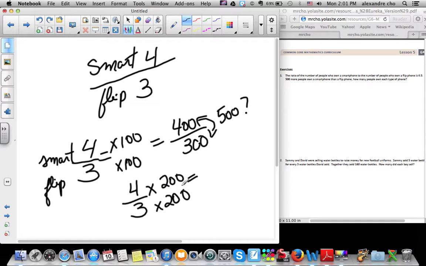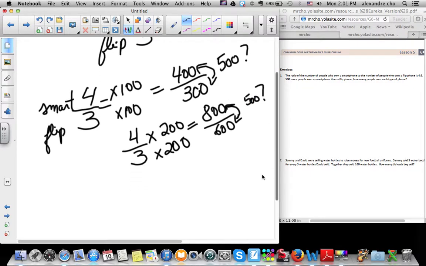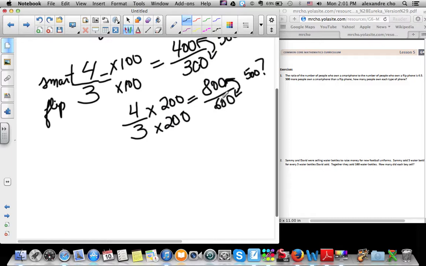So what happens when I multiply top and bottom by 200? I get 800 people owning a smartphone and 600 people owning a flip phone. Is the difference between the number of owners 500? No, it's not. So for this particular question, I'm going to have to play around until I find one ratio that has a difference of 500. Obviously 800 and 600 won't give you a difference of 500, so you've got to keep trying.